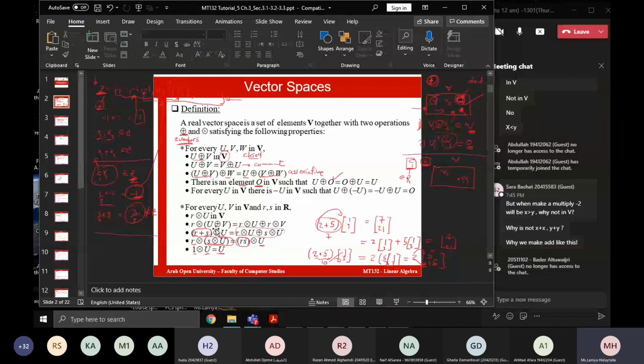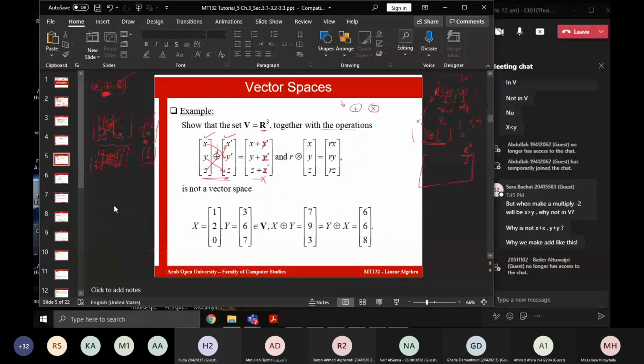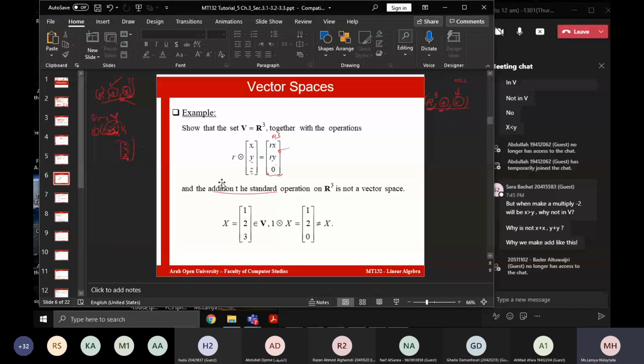So you will find that this is satisfied. This is satisfied. Now, the only one that will not satisfy, I'm telling you why, is this one. Why? Because when you multiply 1 times the vector V1, you should get V1. Now, what if I multiply 1 times this vector? Am I going to get the same vector?